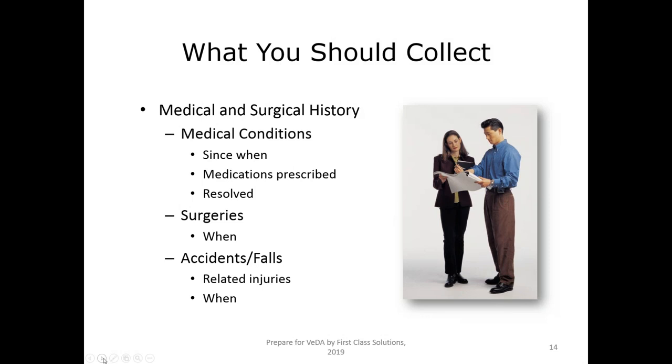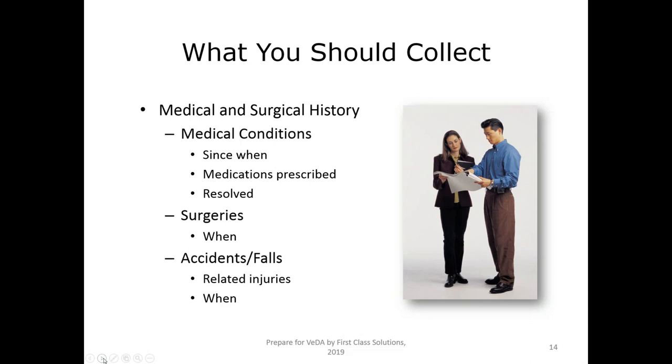In your record, you will also want to include medical and surgical history. Medical conditions, you want to include when they were and what treatments were prescribed for those conditions, and any conditions that have since been resolved. Surgeries, for what condition and when, and then any accidents or falls or related injuries and when those occurred.